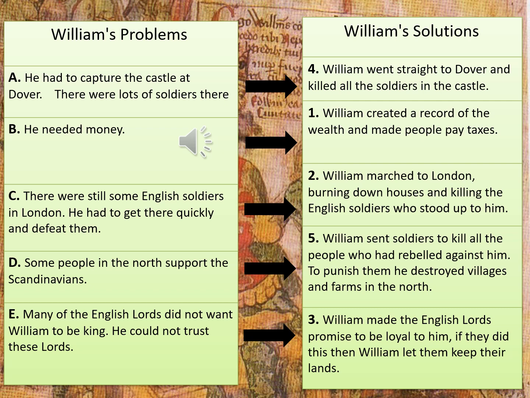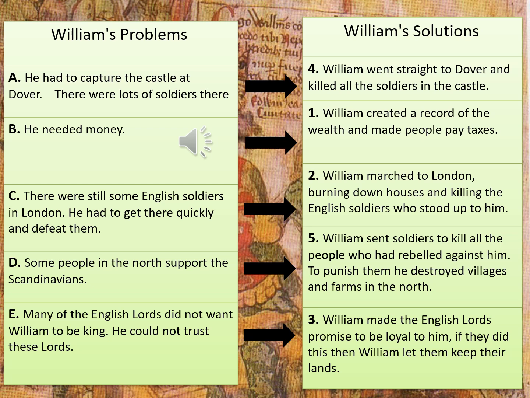Problem C, there were still some English soldiers in London and he had to get there quickly to defeat them. William solved this by marching to London, burning down houses and killing the English soldiers who stood up to him. Problem D, some people in the north supported the Scandinavians. William solved this problem by sending soldiers to kill all the people who had rebelled against him. To punish them, he destroyed villages and farms in the north.